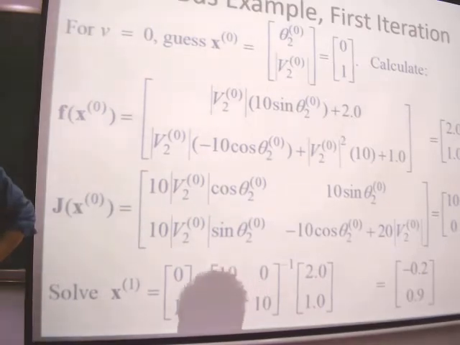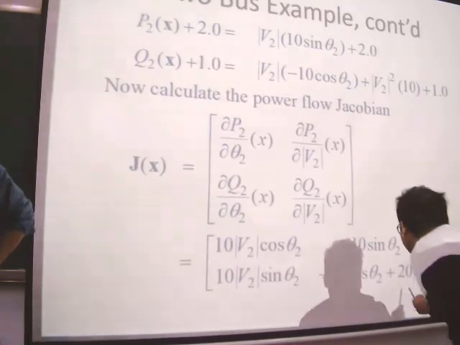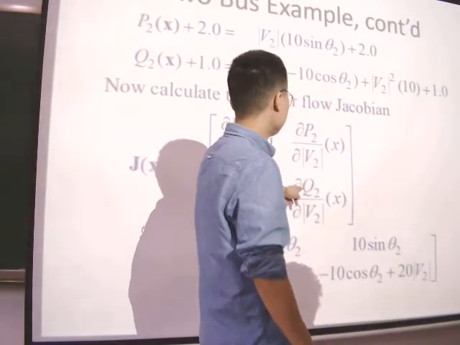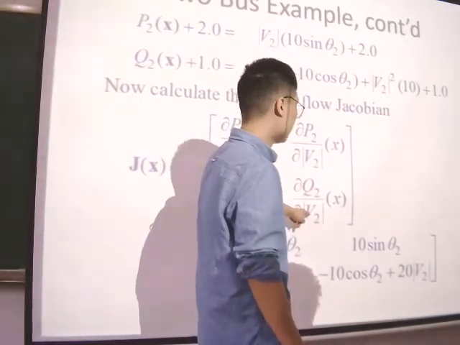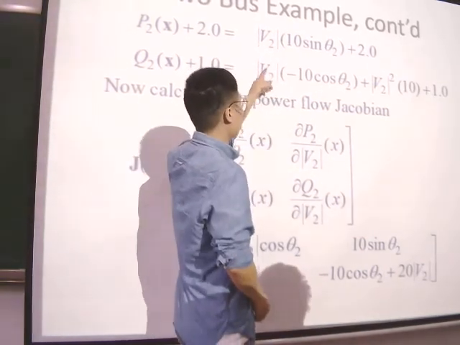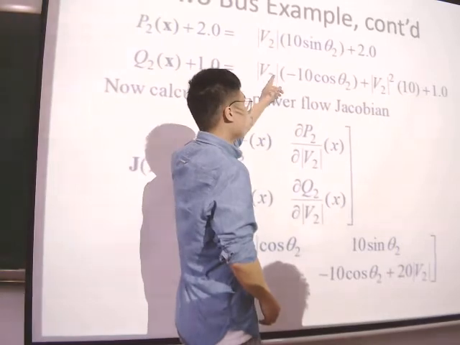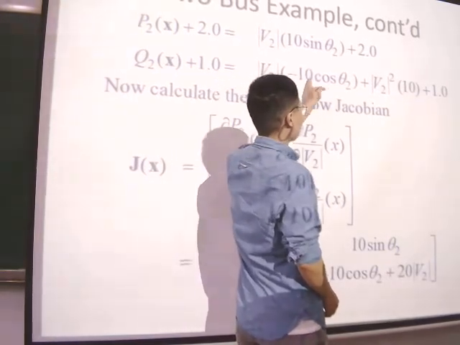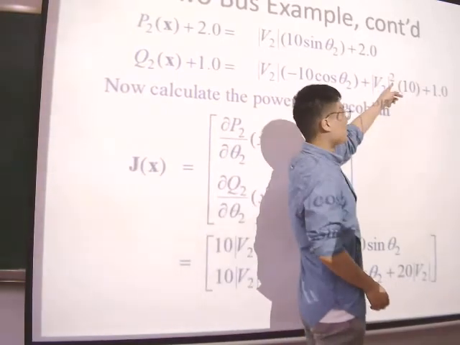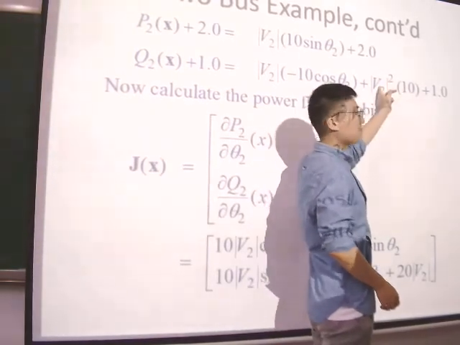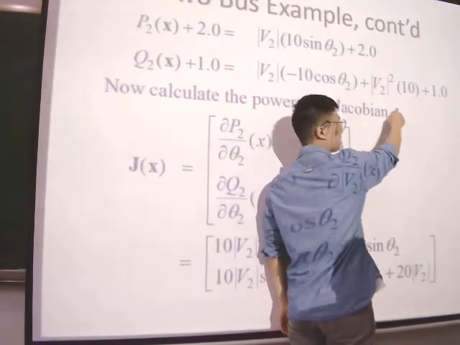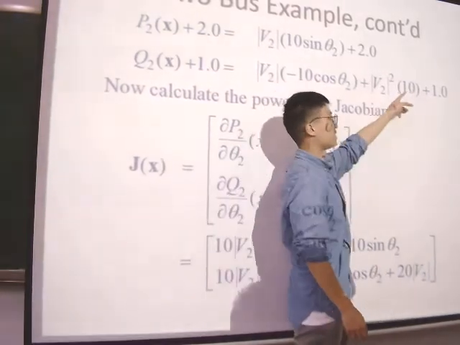This is the differentiation of Q2 with respect to V2, right? So V2 is this, so you do 90 cosine theta here. And V squared: what is the differentiation of V squared? 2V, right? So 2 times 10 is 20.